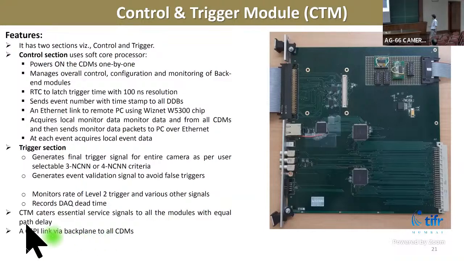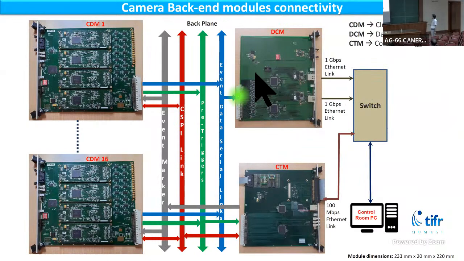And all these modules are connected to each other via a custom designed SPI link. So all this shows the connectivity of all these modules. Here event marker information from the CTM is transferred, and a CSPI link is there for transferring the configuration data from PC to the control and trigger module, and then finally to all these DRS-based digitizer boards.